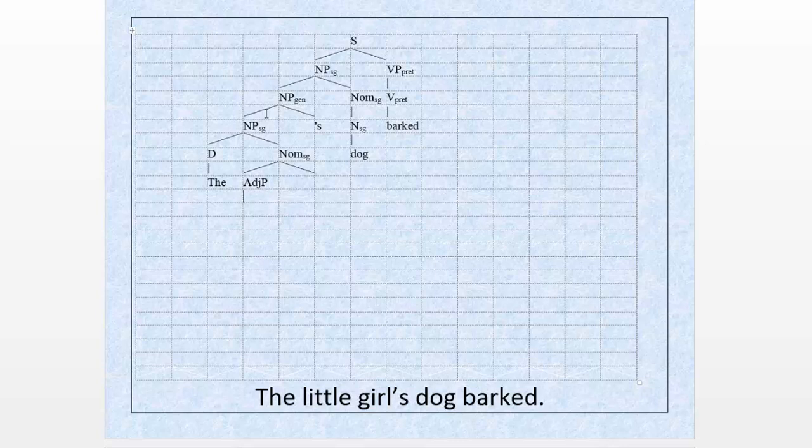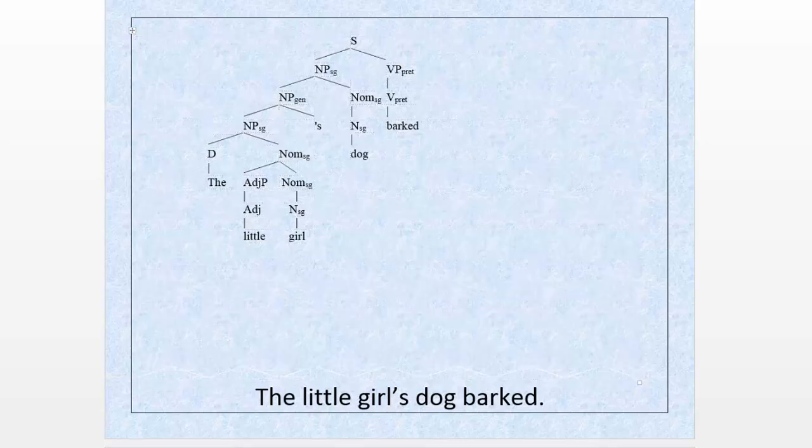So there's adjective phrase, adjective, and that's where we can place little. And then over here we can put nominal singular, noun singular, and girl. Then we just got to make them line up a little bit better, but we can do that pretty easily like that. And voila, there we go. That would be the structure for the little girl's dog barked. All right, let's look at another one.